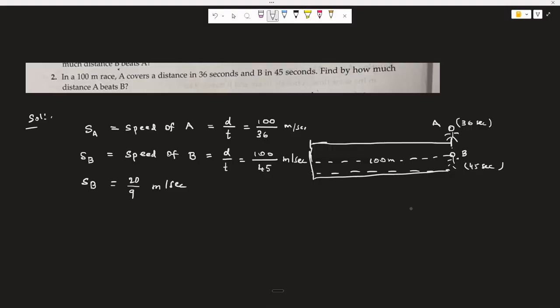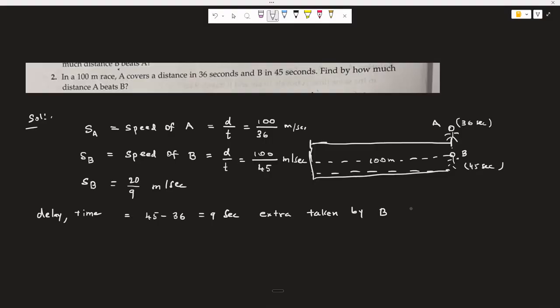Let us find out the delay time. Delay time means the difference between the time taken by A and the time taken by B, that is, how much extra time was taken by B. Delay time is equal to 45 seconds minus 36 seconds, which is equal to 9 seconds of extra time taken by B.